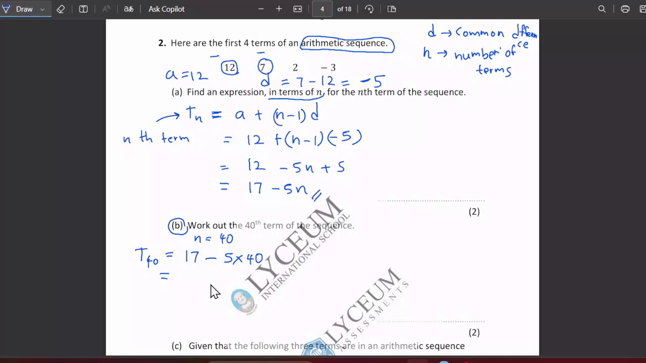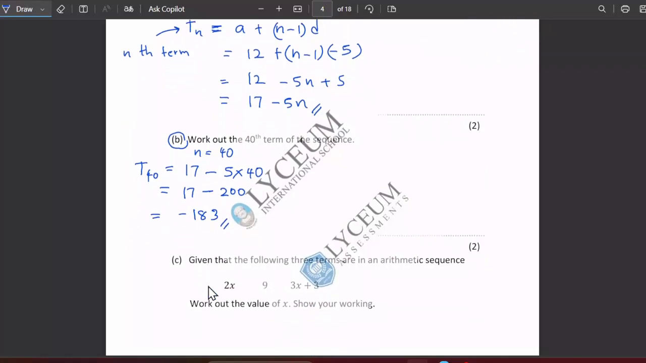17 minus 5 times 40. So 17 minus 5 times 40, which is 200. So we get the value as 183 minus 183.